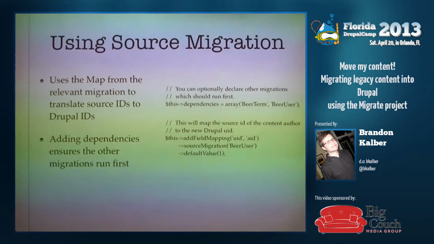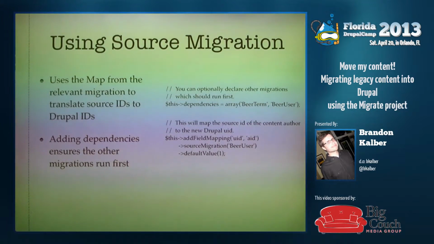So, using source migration. When you're making your field mappings, you can set a source migration. What this does is it uses the map that you already defined from whatever the relevant migration is that you pass in, to translate source IDs into Drupal IDs. So say you've already imported all your users. You got 500 new Drupal users on your site. Everything's good. They've got their usernames preserved. They've got new Drupal UIDs.